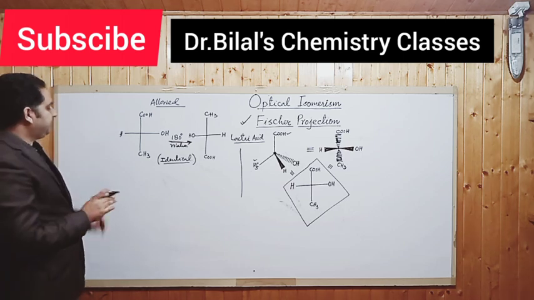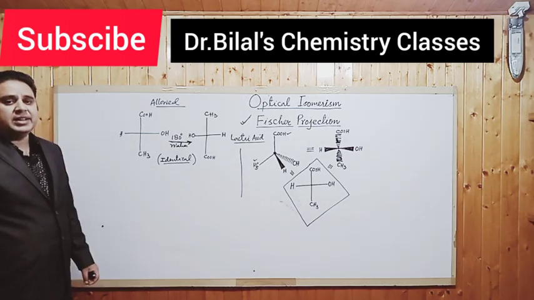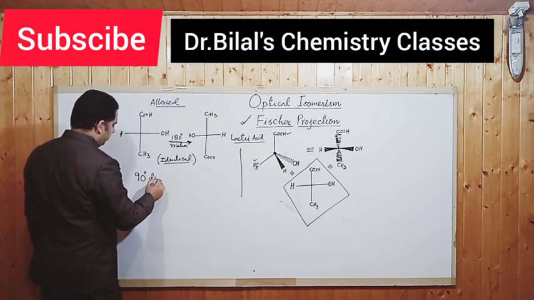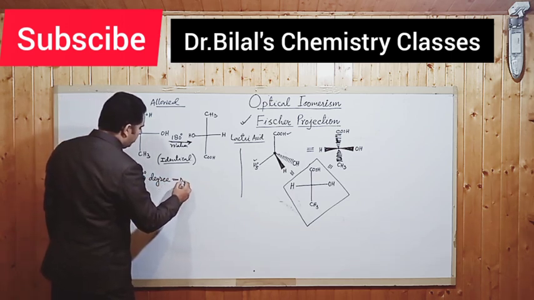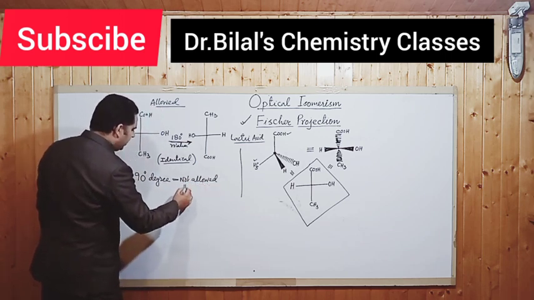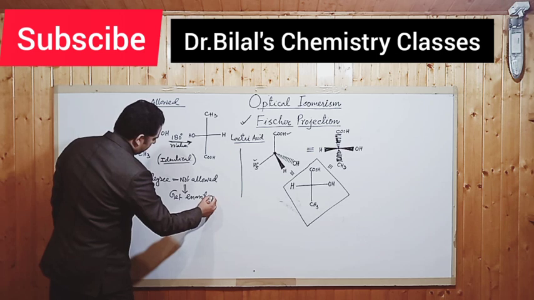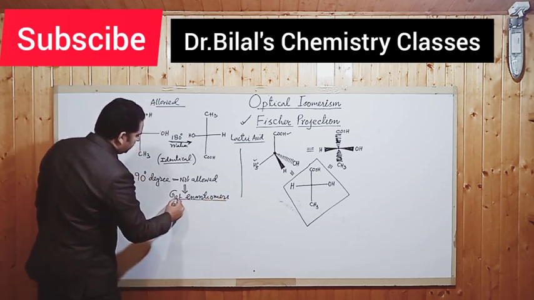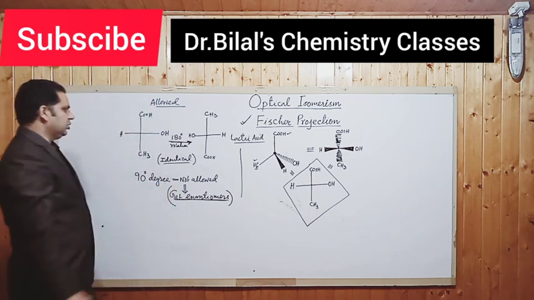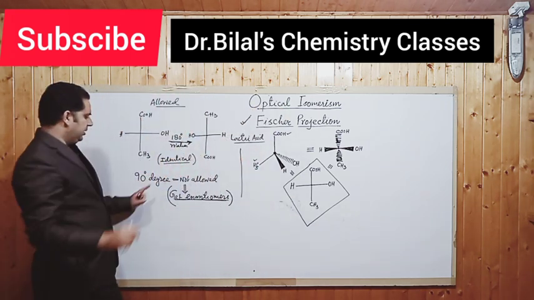It is allowed. But if you rotate it by only 90 degrees, or 270, it is not allowed. If you do that, what you actually get are the enantiomers, which are optical isomers. So by 90 degrees, we are getting the enantiomers. We will come to that in a while, when we discuss optical isomerism.